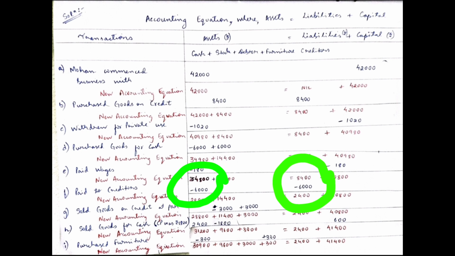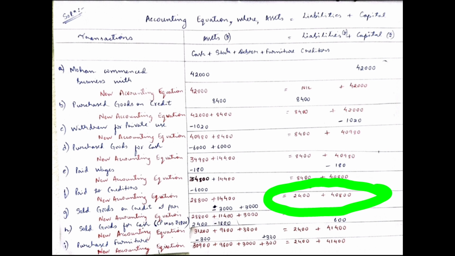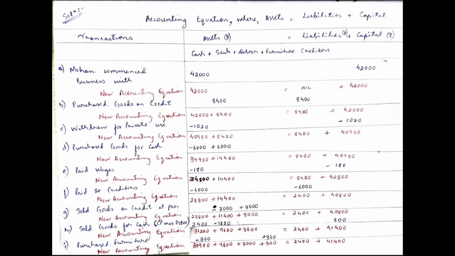Yes or no? Now if you draw a line, the cash column will be 28,800 and the stock remains unchanged, which is 14,400, equals our liabilities, which will be 2,400 because we have made the payment. So our liabilities will also reduce, plus 40,800 in our capital column. Now, if you see, the accounting equation tallies: assets is equal to liabilities plus capital. Next business transaction is sold goods on credit.